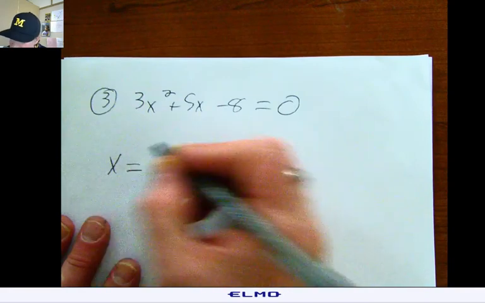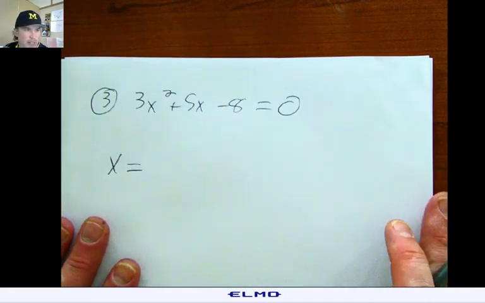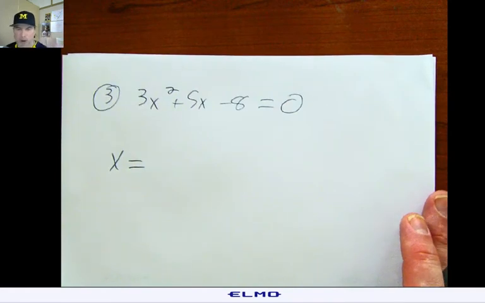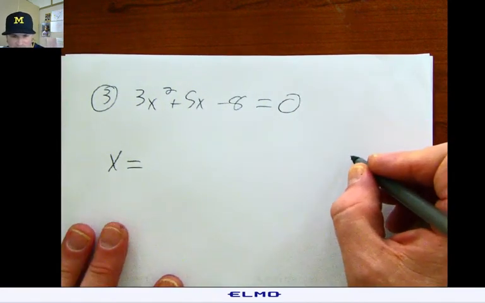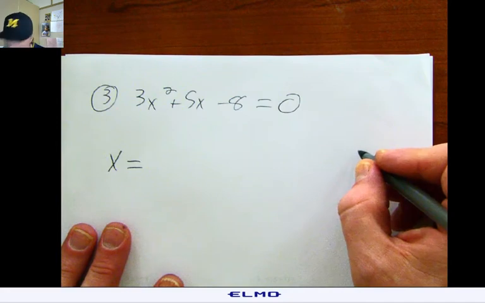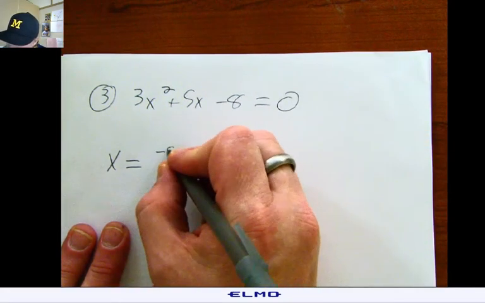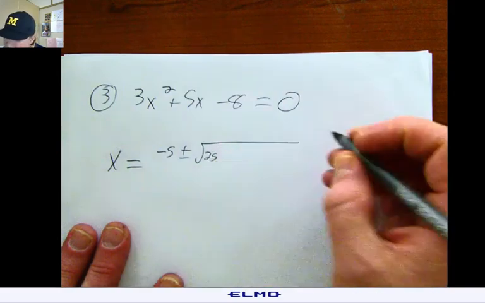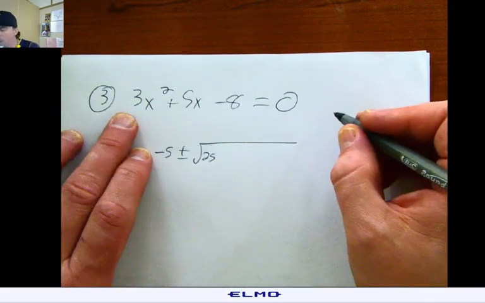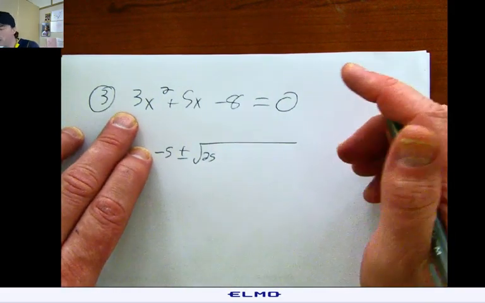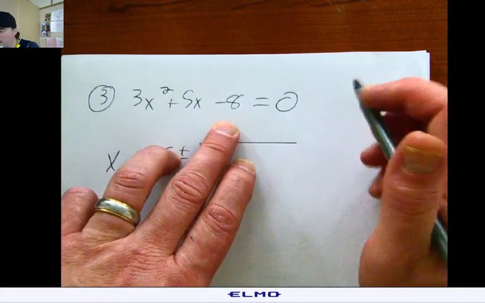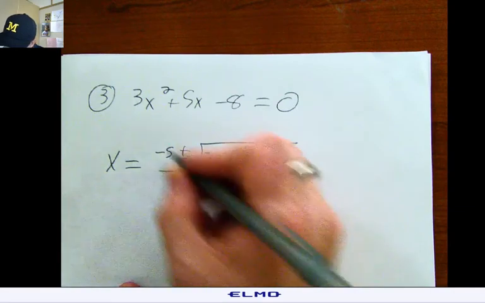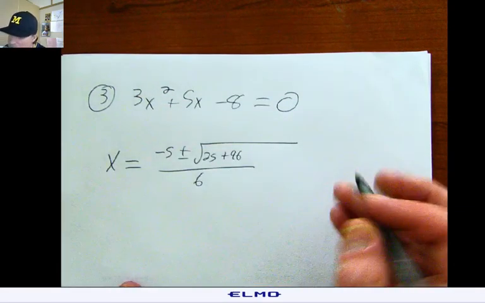X equals. Okay, this is what Elliot does. This is how Elliot talks his brain through this problem. And I'm going to time it. I'm going to start now. All right, -b, so -5 plus or minus the square root of b squared is 25. Then -4 times 3 is -12. -12 times -8 is positive 96. So plus 96 all over 2 times 3, which is 6.